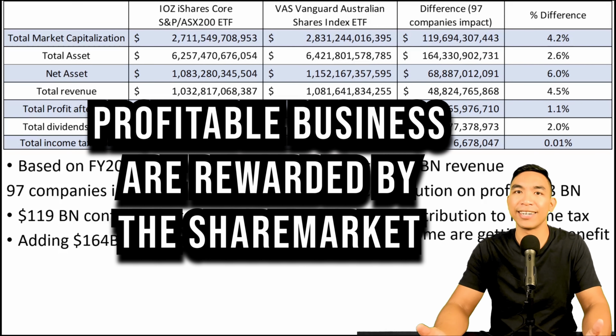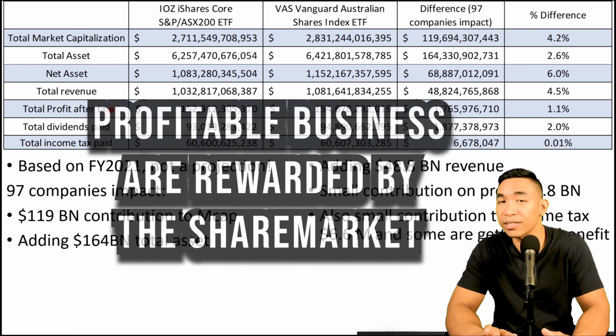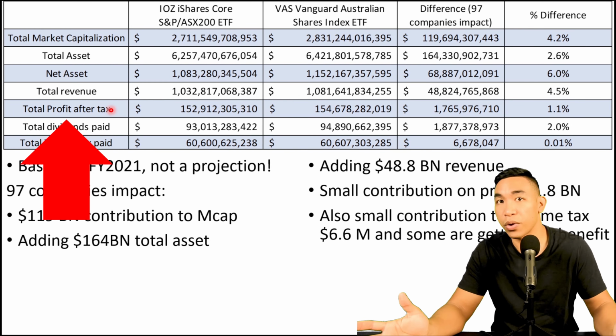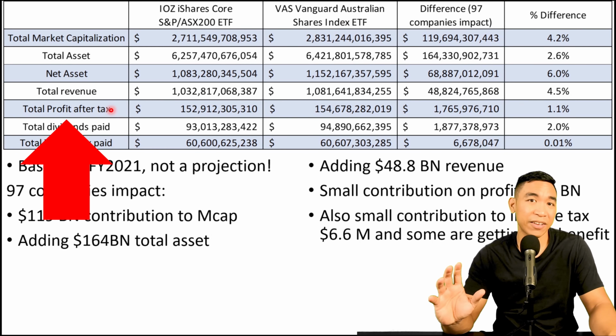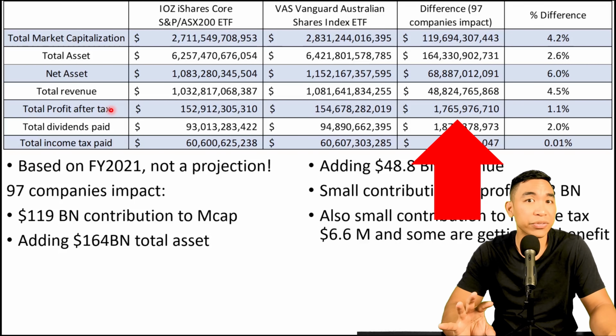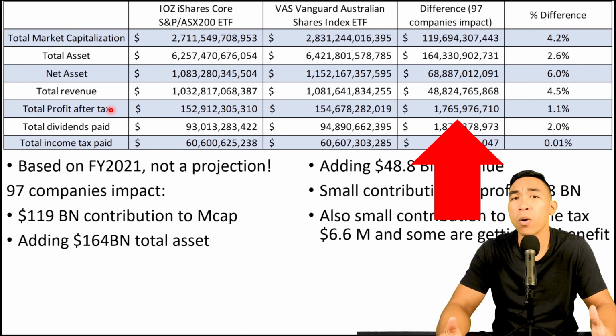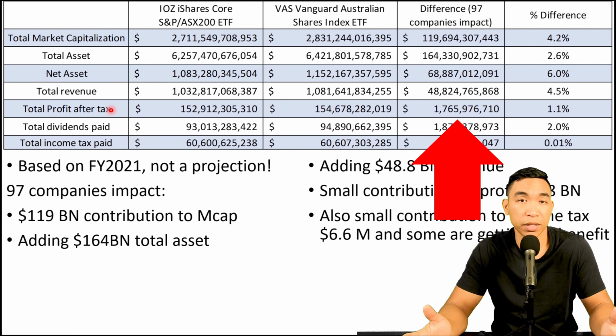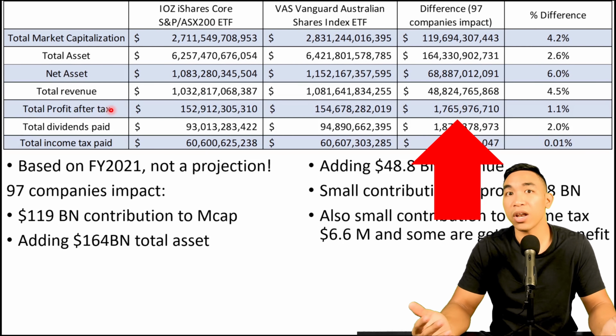It's just to show that based on 2021 results, the bigger the market capitalization of a company is, the more profitable they are. And if we look at the net profit after tax difference as well between the ASX300 and ASX200 ETF, the 97 companies not included in IOZ contribute about $1.7 billion of net profit, which also implies some of them are not profitable yet and may report a net loss.